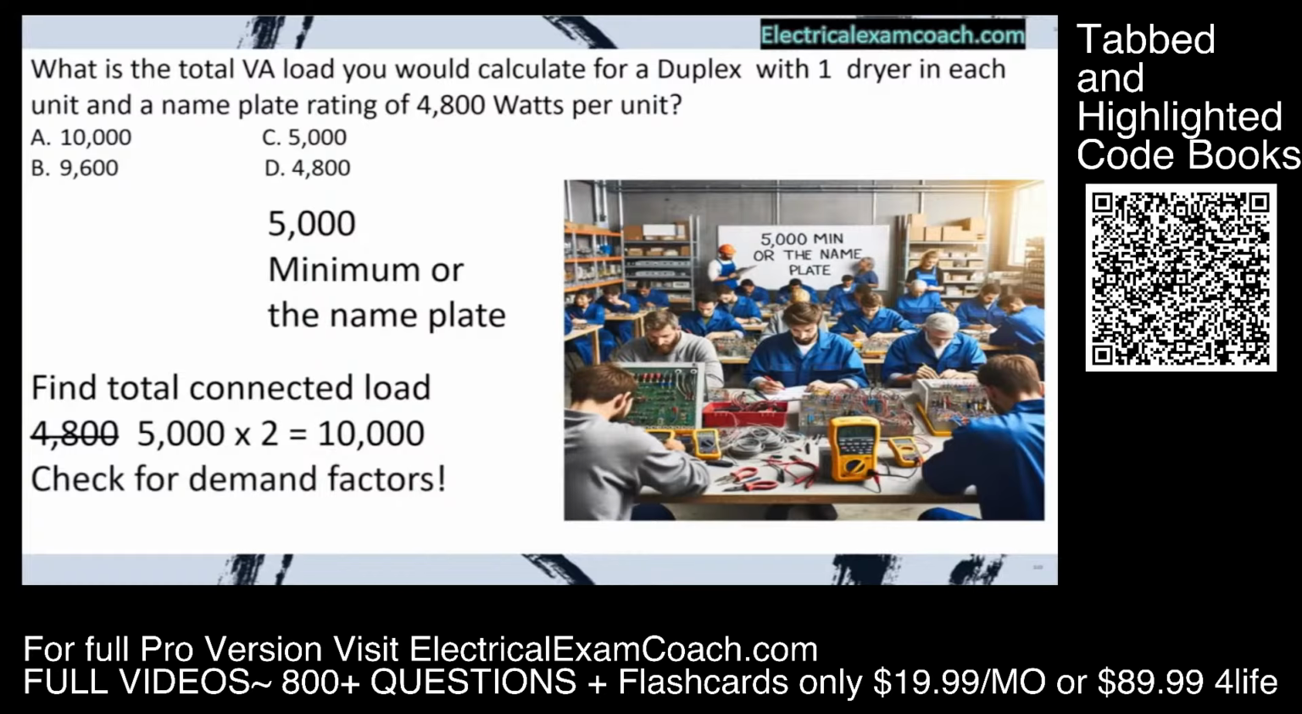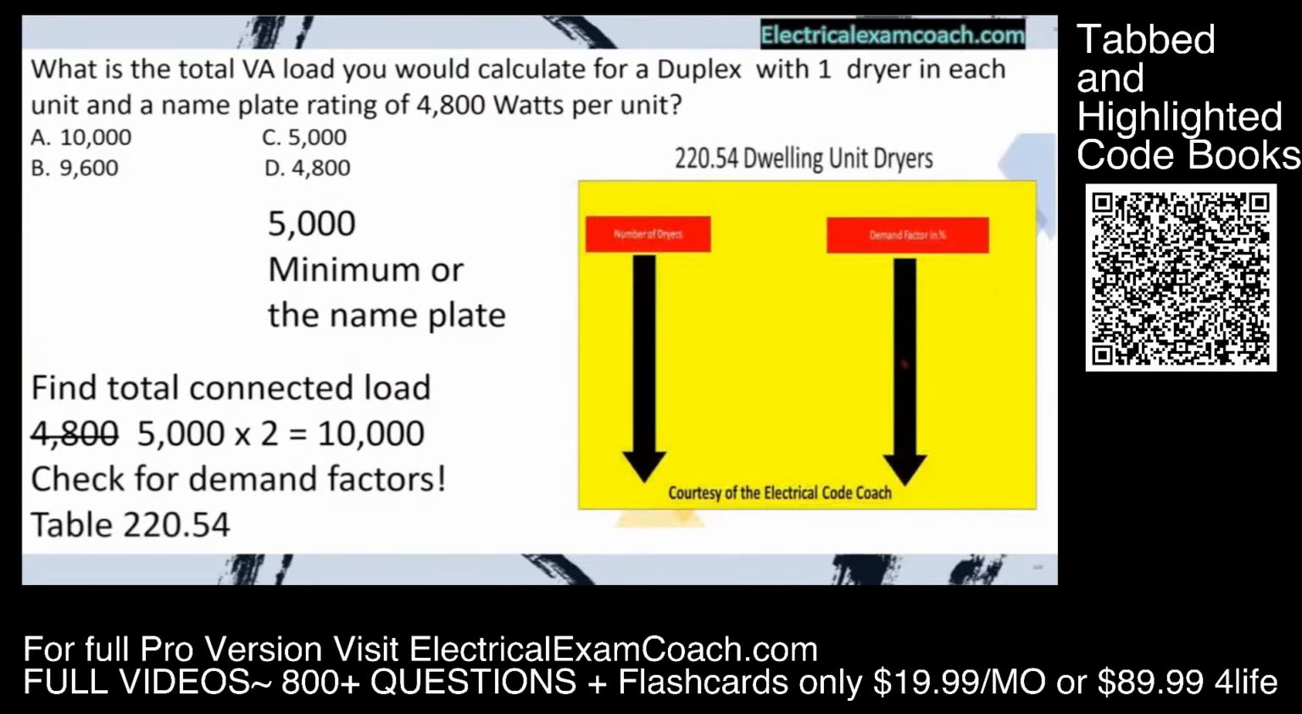Now we check for demand factors. For this, we head over to table 220.54, and we're going to find that 1 through 4 ranges is calculated at 100%. And we're going to select A.